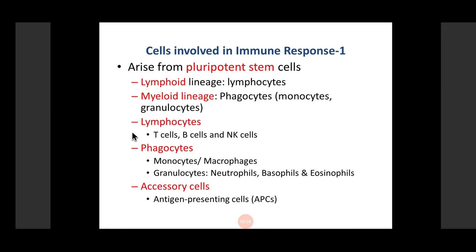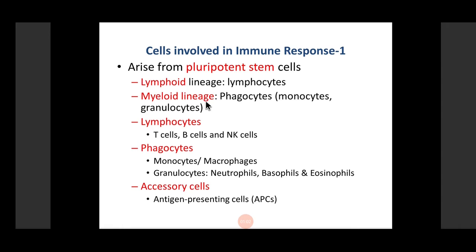Now, we all know that almost all immune cells in a body arise from the pluripotent stem cells. And these pluripotent stem cells are arising in the bone marrow. So practically all immune cells arise from the bone marrow, and there are different lineages which are there. So we've got a lymphoid lineage, as the name suggests. Lymphocytes arise from these progenitor cells.